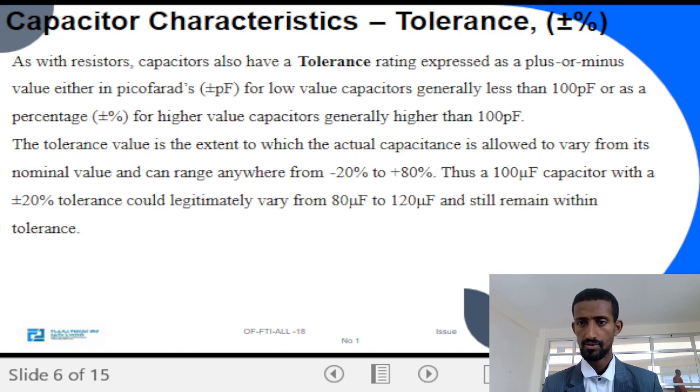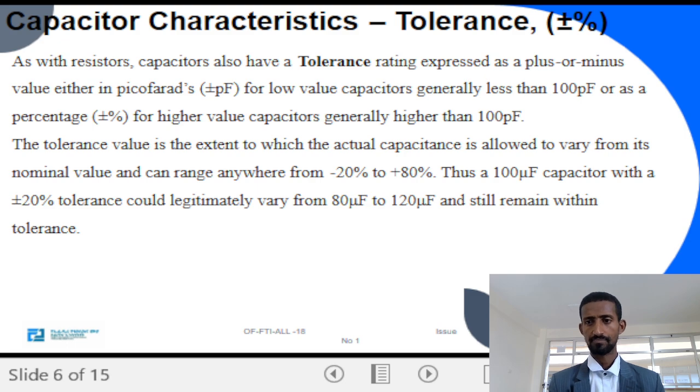The tolerance value is the extent to which the actual capacitance is allowed to vary from its nominal value and can range anywhere from -20 up to plus 80%. So if you didn't observe the tolerance of your capacitor, you will not get the exact nominal value. Rather, it may be plus or minus the tolerance.